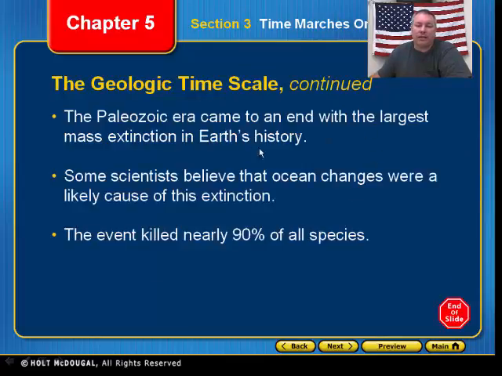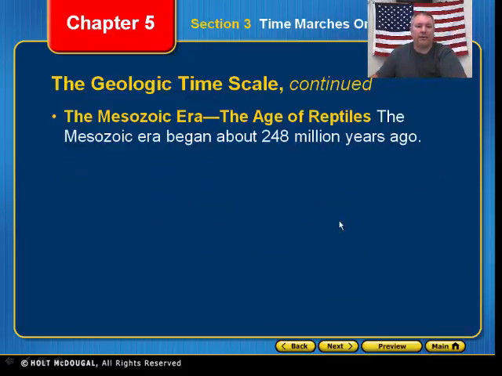Now, the Paleozoic ended with the largest mass extinction event in the Earth's history. Now, remember, dinosaurs aren't around here. But this is the largest mass extinction event that happened. And some scientists think it is because of ocean changes that caused an extinction. We don't know. But nearly 90% of all species died at the end of the Paleozoic era.